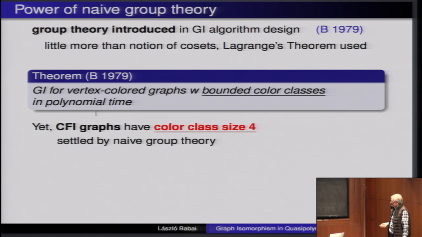polynomial time. But the funny twist is that the Cai-Fürer-Immerman graphs can actually be viewed as colored graphs with color class size 4. So even the most naive application of group theory already beats these examples that are intractable for any purely combinatorial approach. Okay, I should qualify my result a little bit.